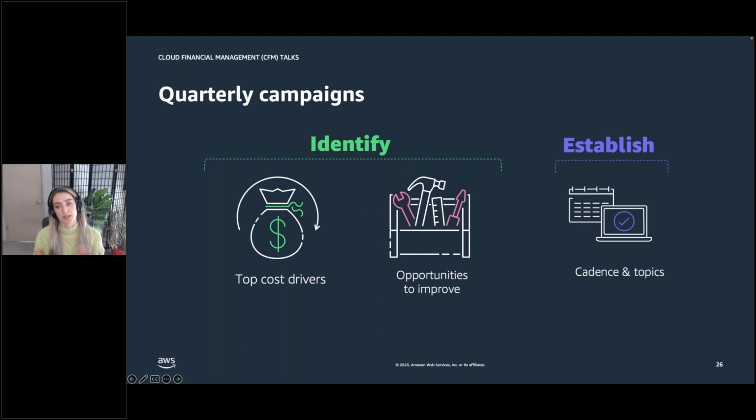Maybe establish a shifted quarter system so that this doesn't just hit the end of everybody's month-end to-do list or quarter-end to-do list and get pushed to the bottom or become another stressor. So being thoughtful about that cadence and taking into account what's happening in your business is really critical to the success of quarterly campaigns like these.